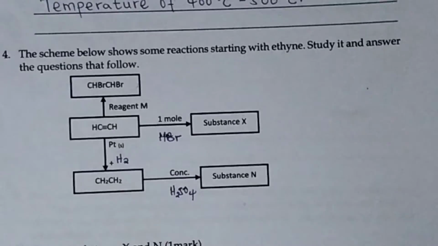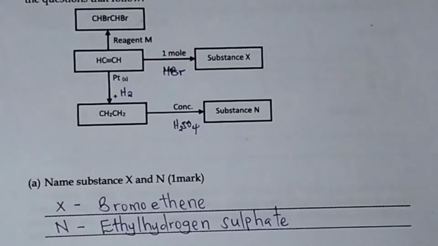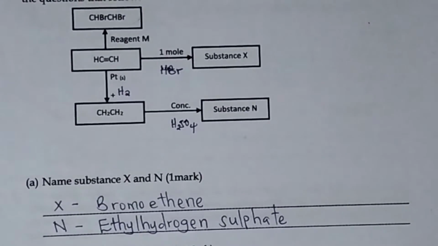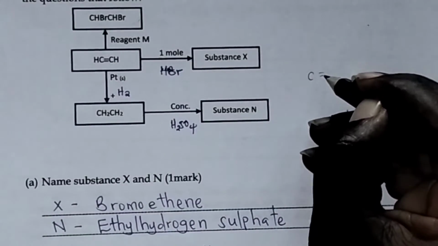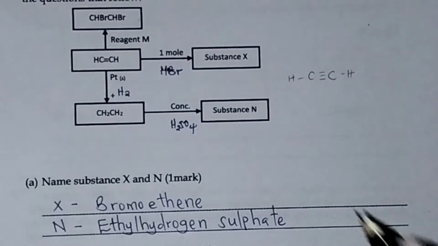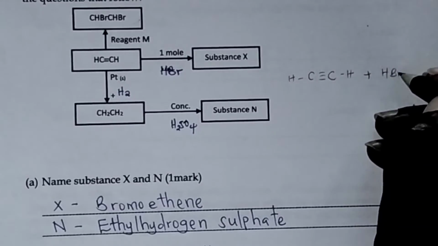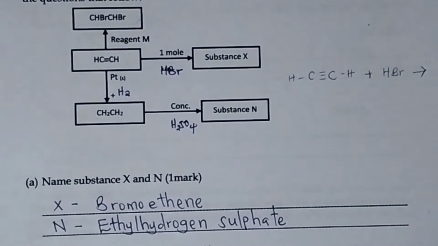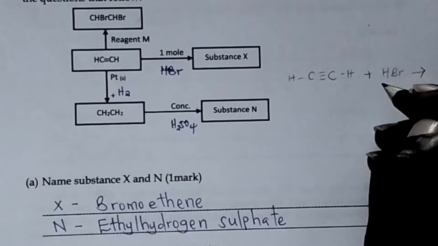Okay, let's see the questions. So part A, we are told to name substance X. Substance X is here. We are having ethyne. Then we have added 1 mole of hydrogen bromide gas. So how do you write ethyne? If we open the structure, ethyne is like that, the way we see here. Then if I add hydrogen bromide, an addition reaction will take place. So what are we going to get? We are having only 1 mole of hydrogen bromide.